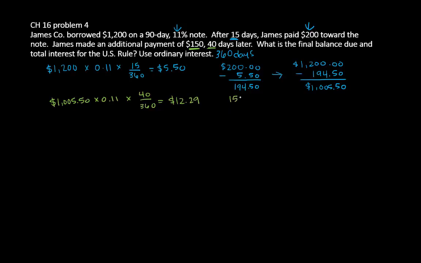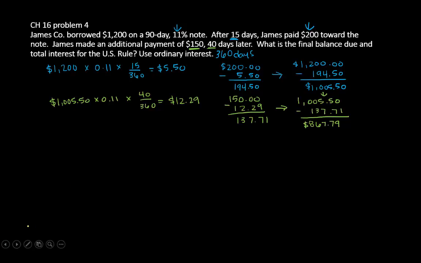So the same deal here with the $150. The payment is first going to apply to the interest, and then what remains will apply to the principal. So we're going to take $150 here, subtract $12.29, okay? And what that comes out to be is $137.71. Now we're going to take the old principal at this point, the $1,005.50, and subtract out $137.71 to get our new principal of $867.79.